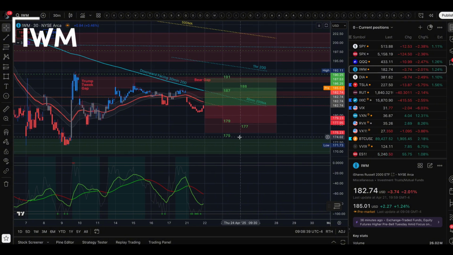Let's get that average here. So on the downside, 175 plus 177 plus 179 is 531 divided by 3. That downside strike is 177, so we can keep that there. On the upside, 187 plus 188 plus 191 divided by 3 is 188. So IWM is 177 to 188.